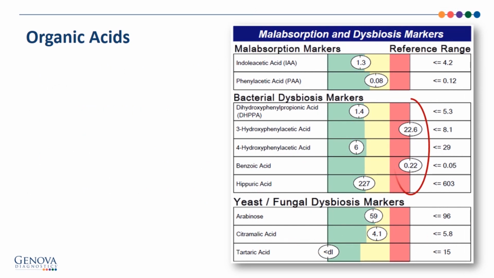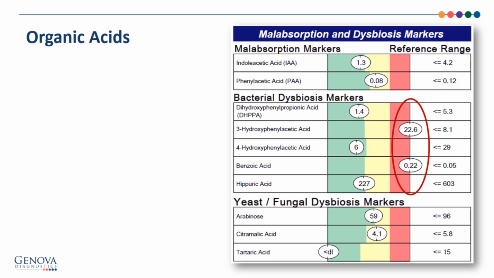First, let's look at the malabsorption and dysbiosis markers. Now, if you have a patient with gut issues, this is an interesting point of view of gut function. But the gold standard would be a GI-FX stool 2200 in order to get a really closer look at gut function. But here we can look at malabsorption and dysbiosis markers. You see, for example, an elevation of the 3-hydroxyphenylacetic acid and the benzoic acid.